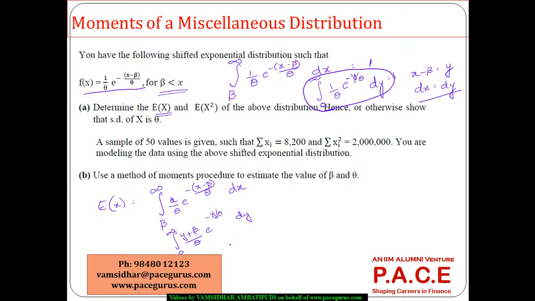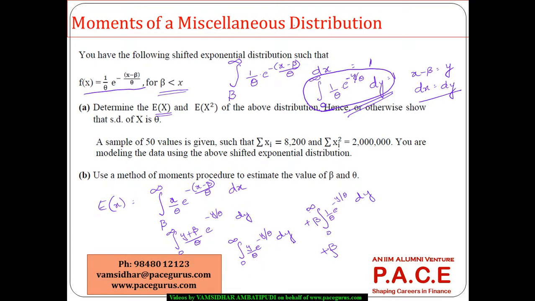Let me split this across: integral 0 to infinity y by theta e to the power of minus y by theta dy, plus integral 0 to infinity beta times 1 by theta e to the power of minus y by theta dy. Now I can use the earlier result for the second term: integral 0 to infinity of 1 by theta e to the power of minus y by theta is equal to 1, which means this term is only beta.